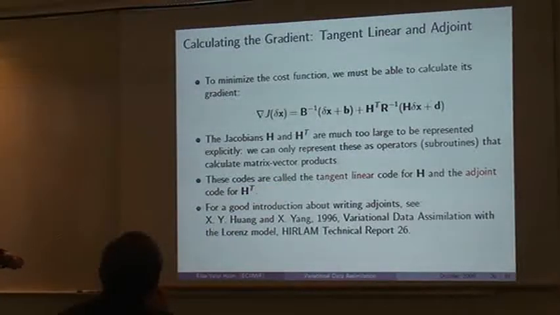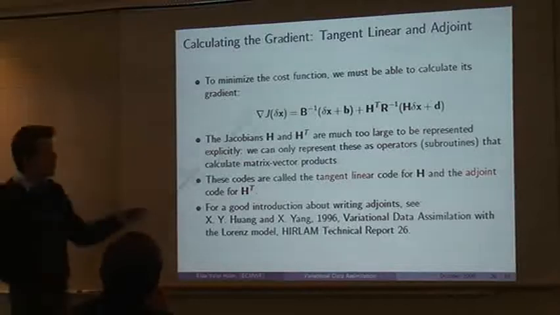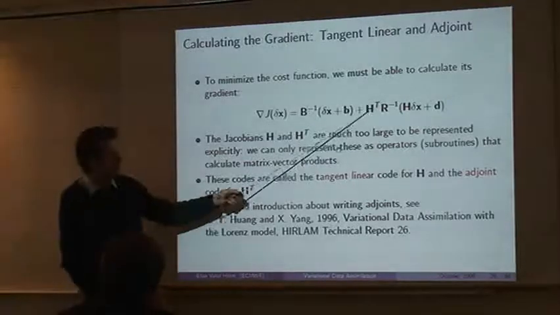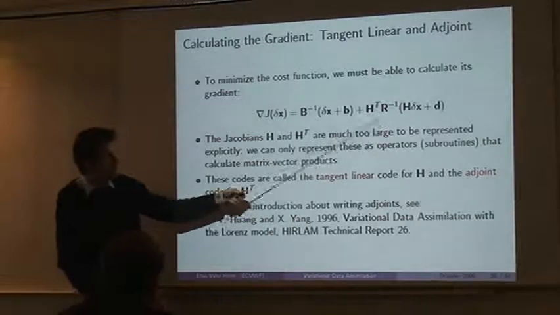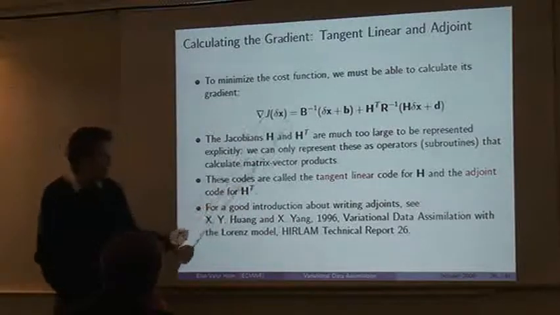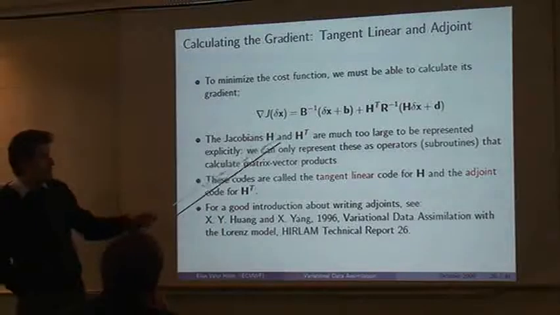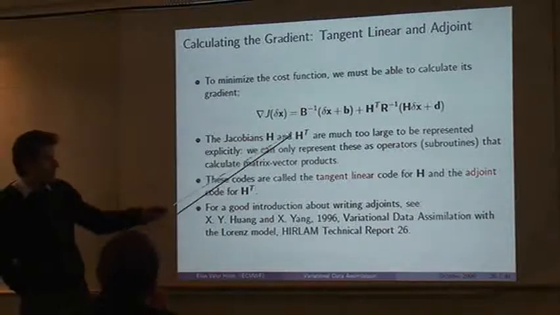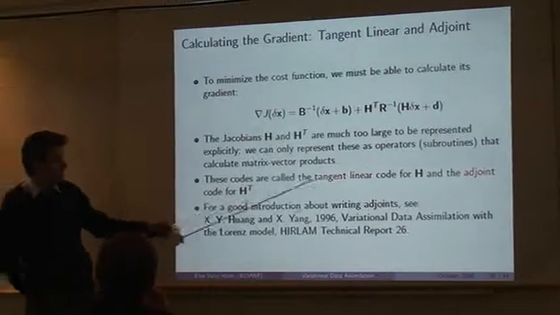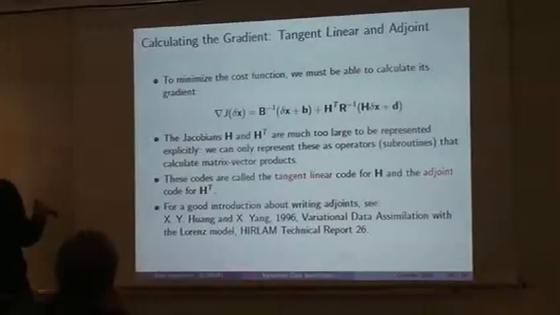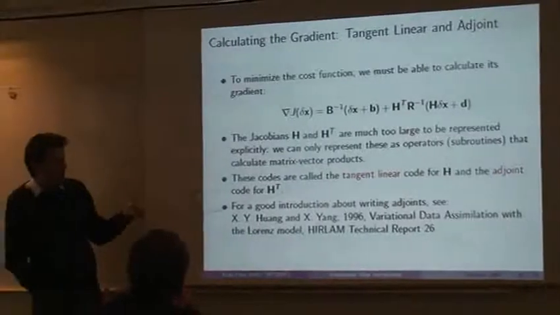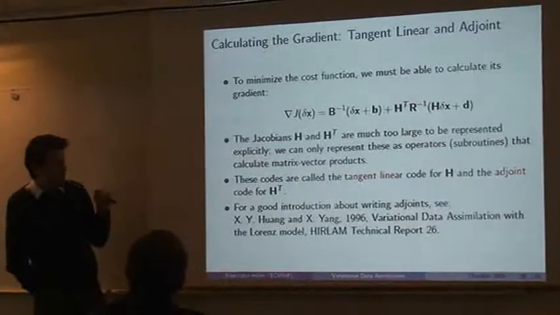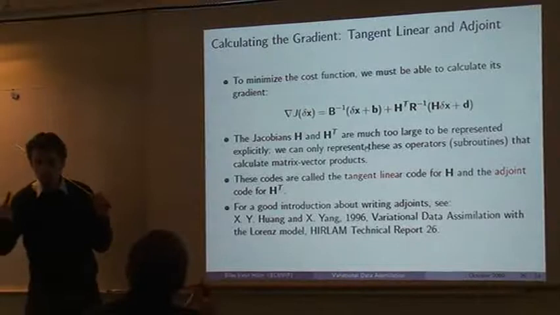And the transpose of that, which takes you from observation back to model, the terminology for that is actually tangent linear and adjoint codes. And when you're working in linear algebra, it turns out that the adjoint of an operator is just its transpose.